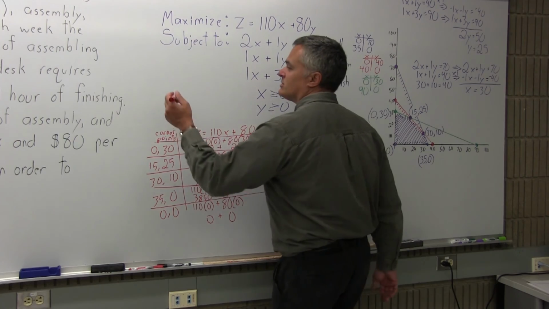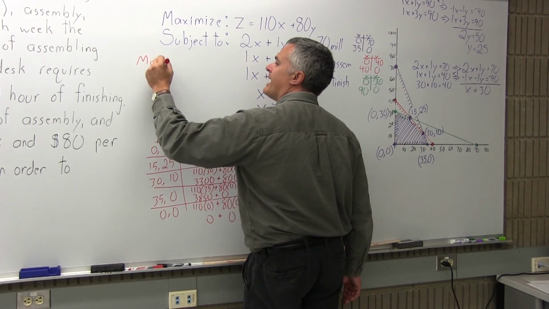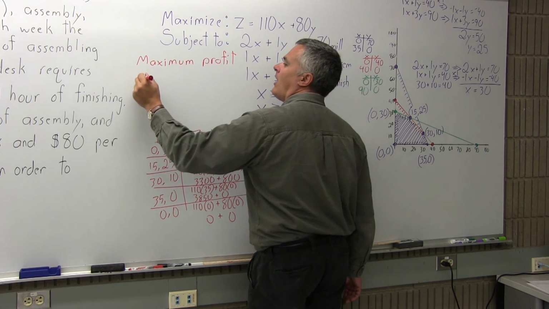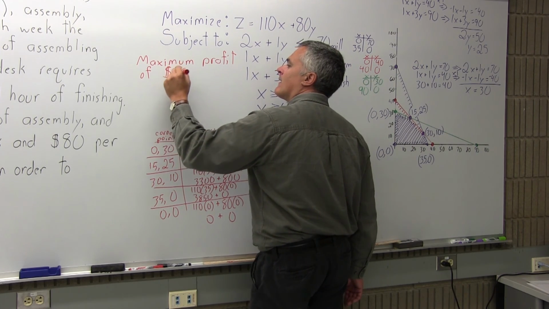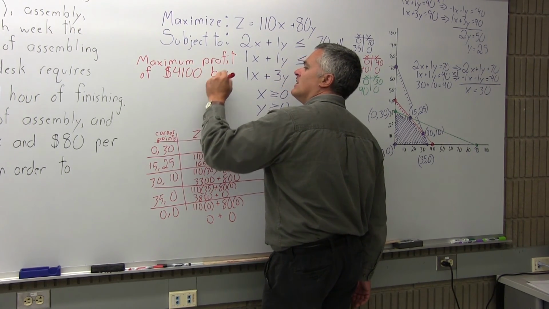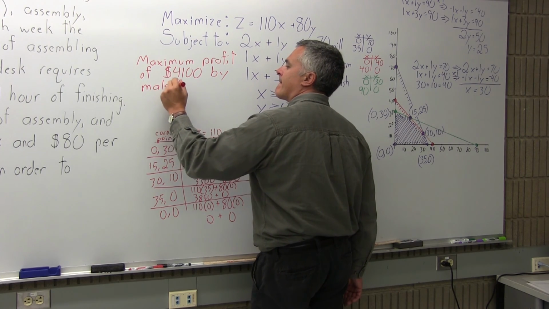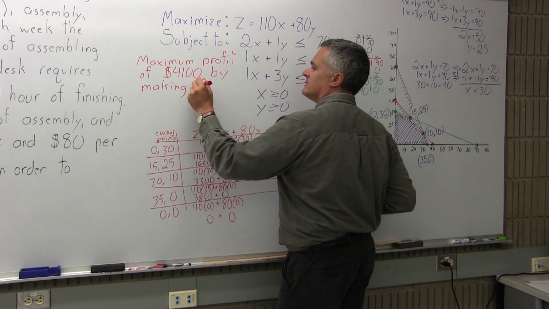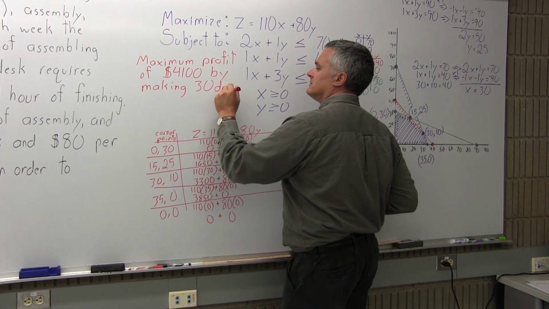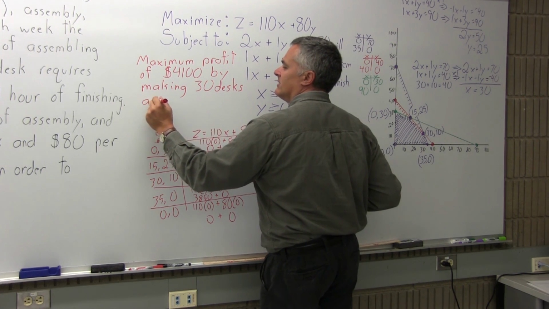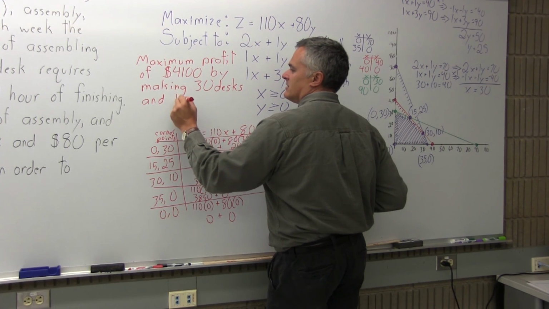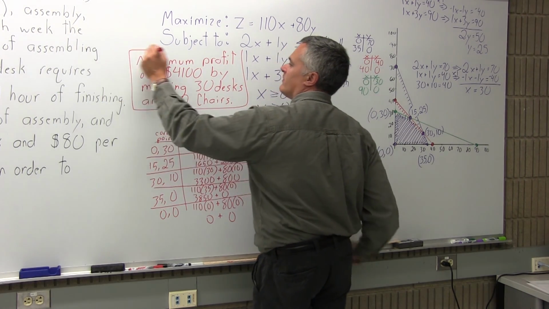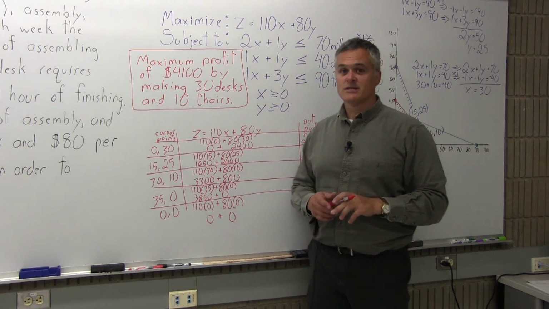So the final solution, I can put maximum profit of $4,100 by making, let's see, so that came from making 30 desks and 10 chairs. So I have a maximum profit of $4,100 by making 30 desks and 10 chairs.